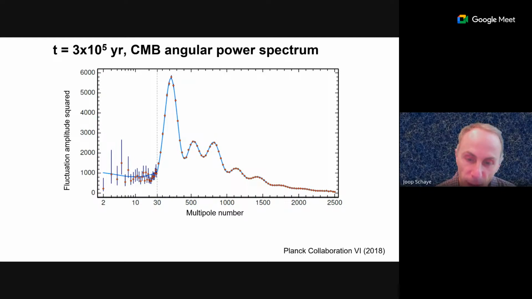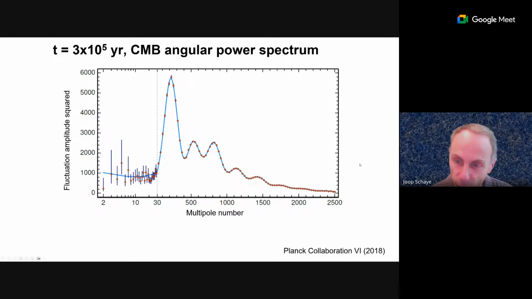So on the x-axis is basically the inverse of the angle between two directions between which you measure a temperature difference. If the number is 1, then that's the monopole. That's the same everywhere. If it's 2, then you divide the sky in 2 directions, so they're 180 degrees apart. If the number is 100, the multipole number, then you divide the sky in 1,000. Oh no, sorry. If it's 100, you divide it by 100.